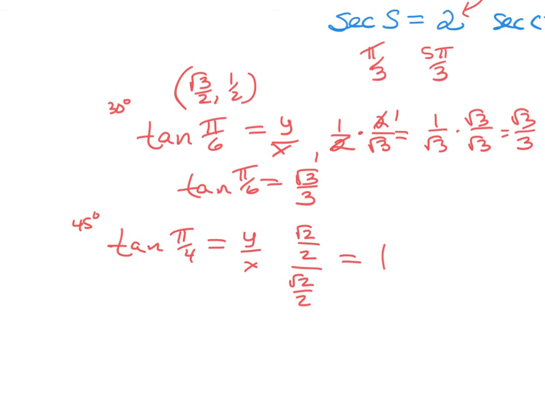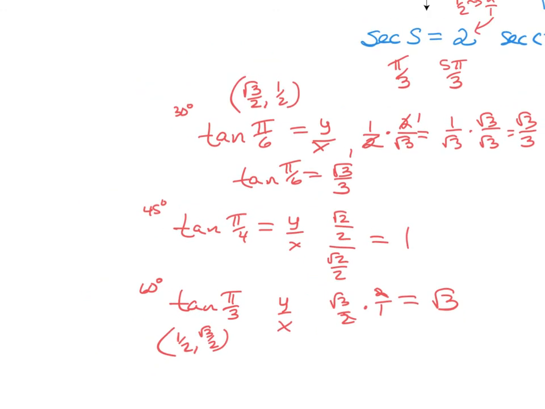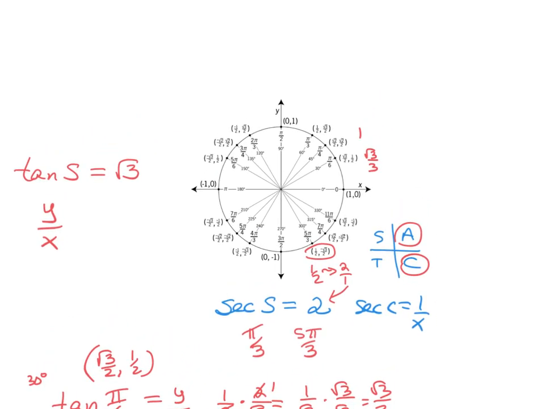Now let's do the tangent of the 60 degrees, which is the pi over 3. That ordered pair is 1/2, comma, √3 over 2. Y over x, so √3 over 2 divided by 1/2. So I'm going to flip it to the reciprocal. These cancel, and I'm left with the square root of 3. So now let me come up to my unit circle. I'm going to add √3 right next to the 60.